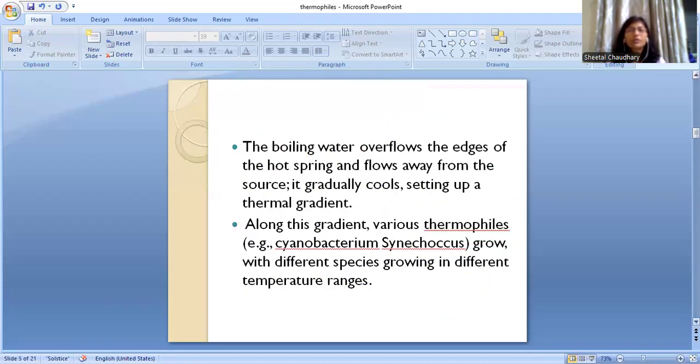The boiling water overflows the edges of the hot spring and flows away from the source. It gradually cools, setting up a thermal gradient. Along this gradient, various thermophiles grow, with different species growing in different temperature ranges.